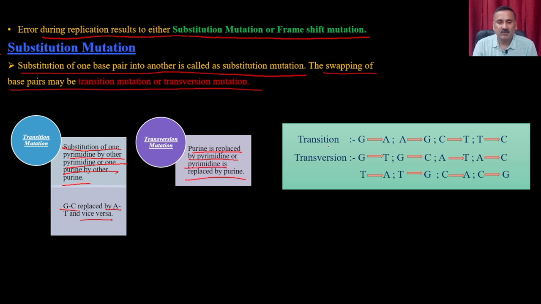So, for example, G to A or A to G or C to T or T to C: these are transitions. If the G is replaced by A, or A is replaced by G, it is called a transition mutation, because a purine is replaced by a purine and a pyrimidine is replaced by a pyrimidine. But if a pyrimidine is replaced by a purine, then it is called a transversion. So, both of these kinds of substitutions are going to be very problematic, because they change the amino acids overall and cause mutations in the subsequent gene products.